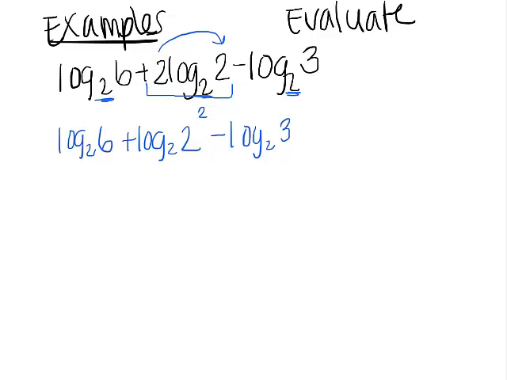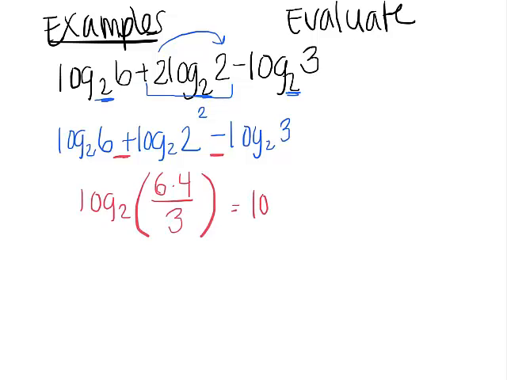So this is going to become log base 2 of 6 times 4 over 3. Because here's the plus sign, so that became multiplication. Here's the minus sign, so that became division. So this equals log base 2 of 24 divided by 3, which is 8. And if I evaluate that, I get 3. So this entire expression up here using my log properties equals 3. Okay? Let's take a look at one where we have to expand.